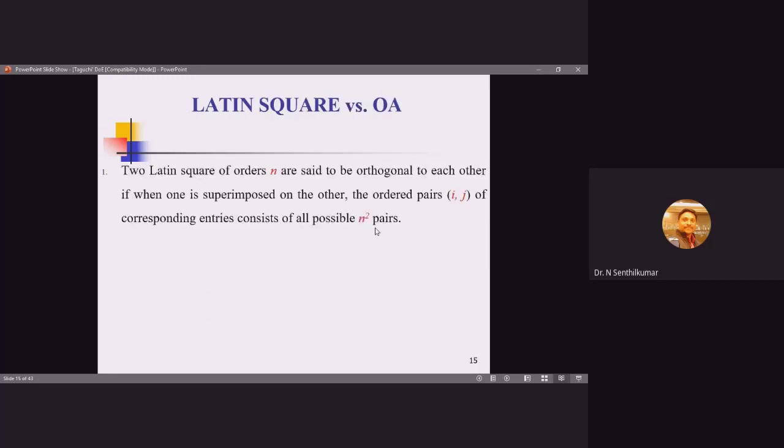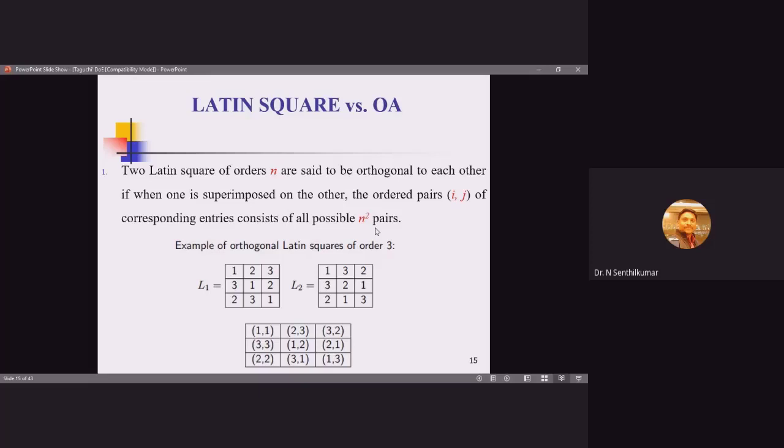Now, what he has done is, he is going to superimpose. Here you can see, he is going to superimpose one Latin square over another Latin square, so that he can formulate the Latin square orthogonal design. So this is the first Latin square. 1, 2, 3, then 3, 1, 2, then 2, 3, 1. So here also you can see only once.